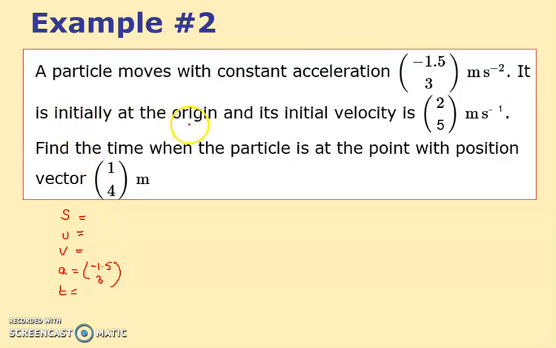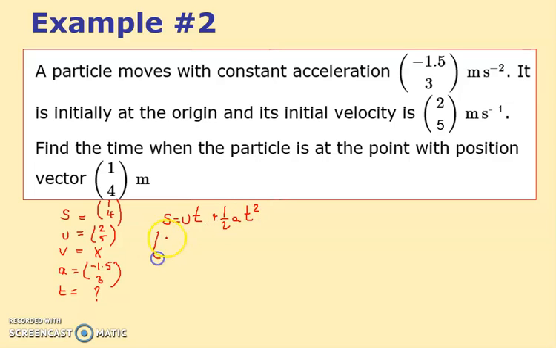It is initially at the origin and its initial velocity is 2.5. There's my 2.5. Find the time when the particle has a position vector 1, 4. And this is what I want. I don't care about the v. So this sounds like s equals ut plus a half at squared.